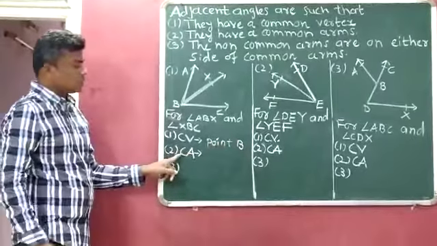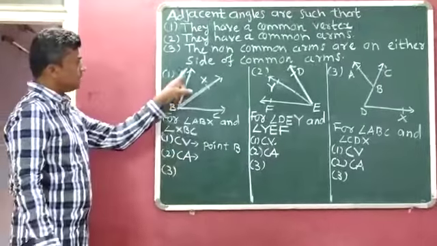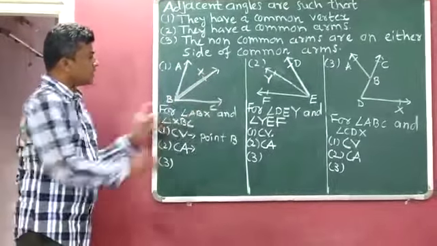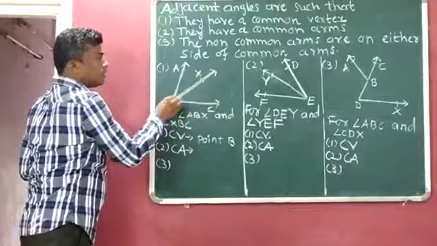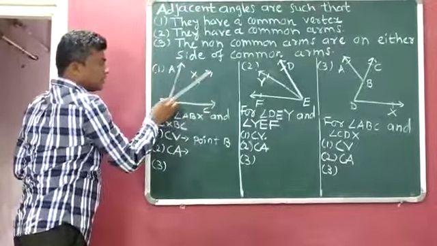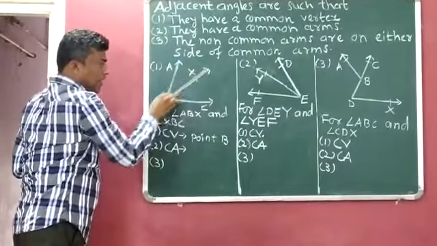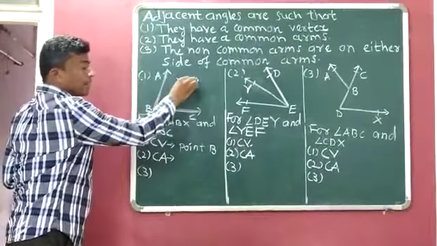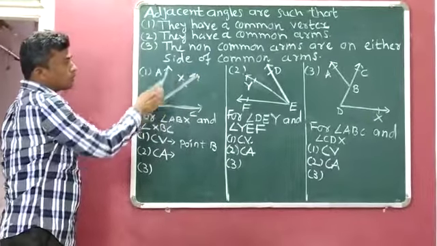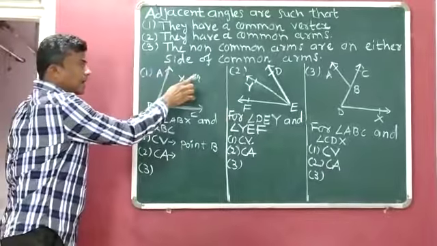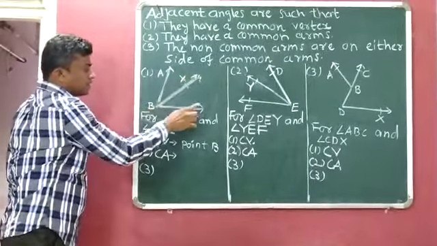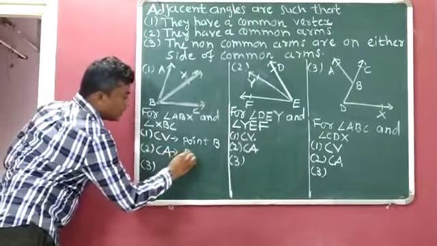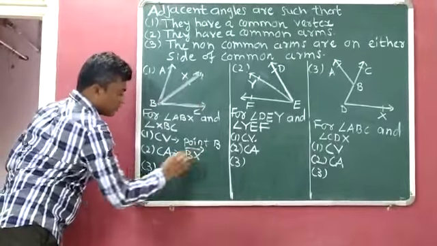Now with CA, meaning common arms. See, in angle ABX and angle XBC, ray BX is common. In angle ABX, ray BX came; in angle XBC, again ray BX came. It means ray BX is the common arm of angle ABX and angle XBC. So the common arm of both angles is ray BX.